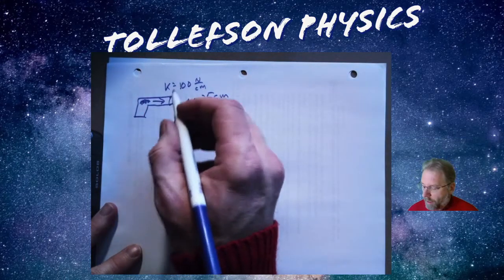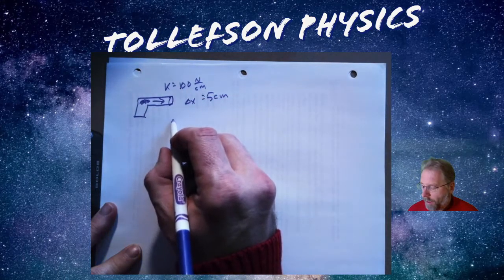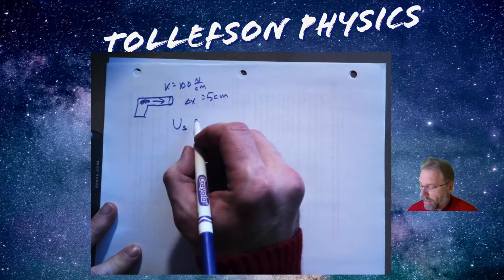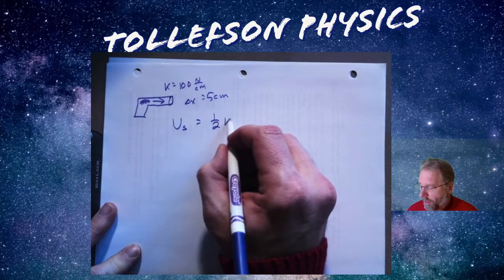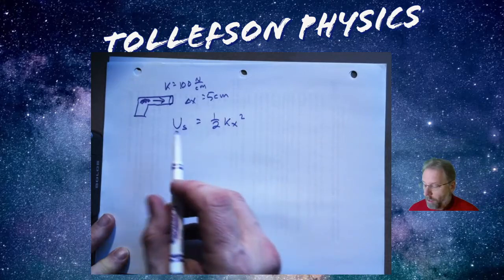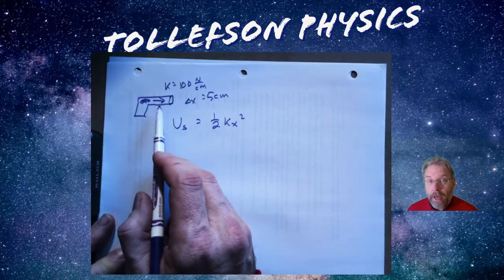All right, so how can we calculate how much energy is stored in that? Well, we're talking about the spring potential energy, the elastic potential energy. So that's 1/2 kx squared. Now this equation only works when you're starting with the spring not compressed at all.